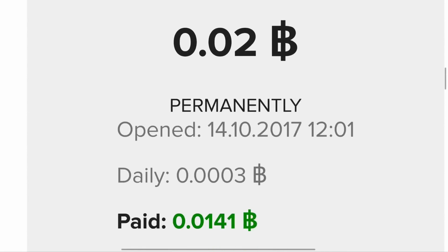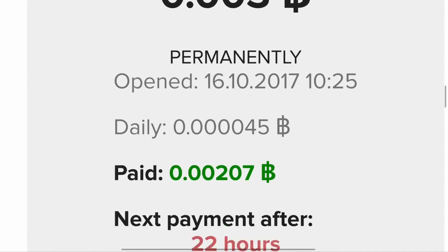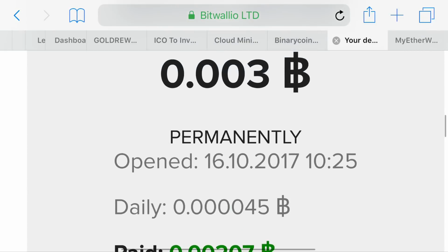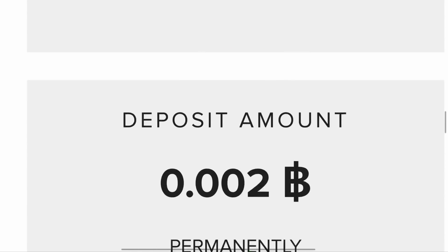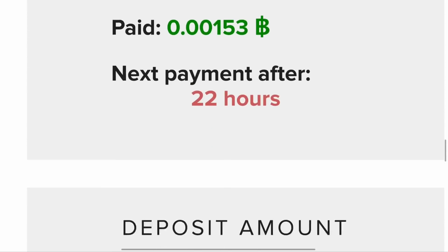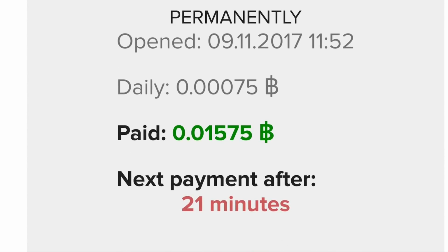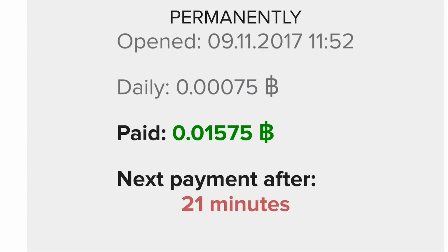I got back $9 already. On this one, I've gotten back already 0.141 on this 0.03. I got back 0.002, 0.005. I got back 0.003, 0.002. I got back 0.00111, and so forth and so on. So you guys can see that they even keep track of where you're getting your payments from. So daily, I make on this one 0.00075, which isn't a lot.